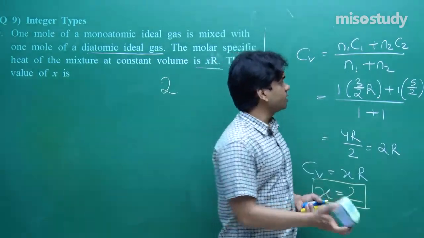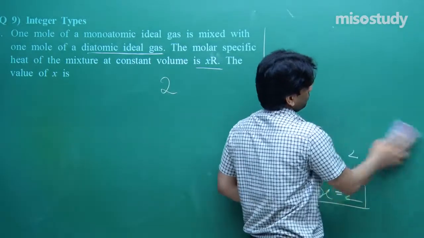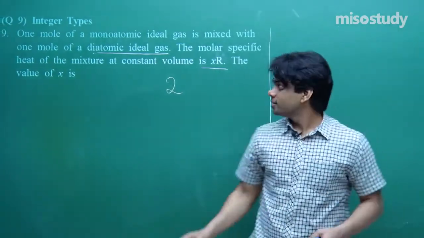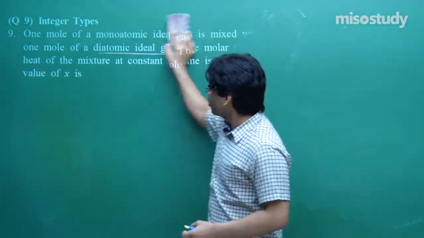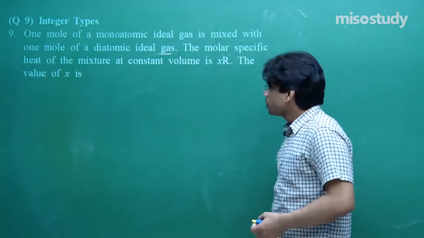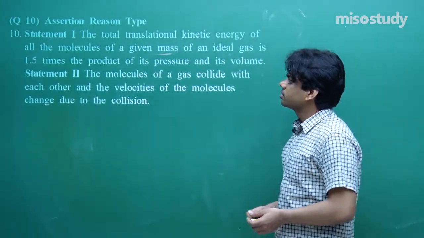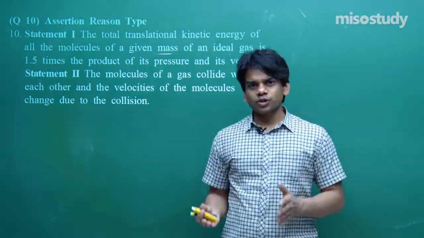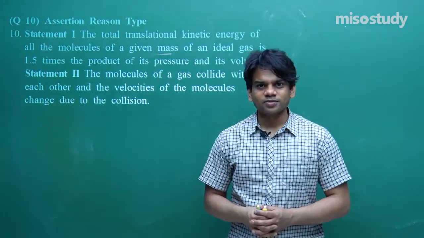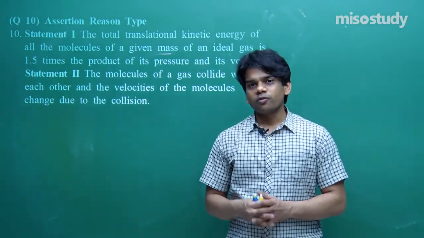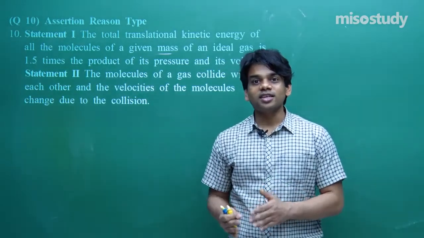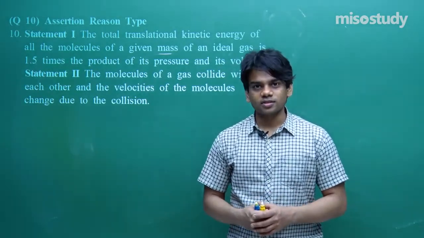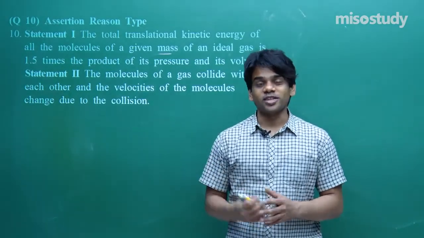Hope that you have understood how to solve this kind of question. Question number 10 is an assertion-reason type question, and which option to choose, A, B, C, or D? Let me just clarify this. Option A, you need to choose if both 1 and 2 are correct and the second statement is the correct explanation for the first statement.